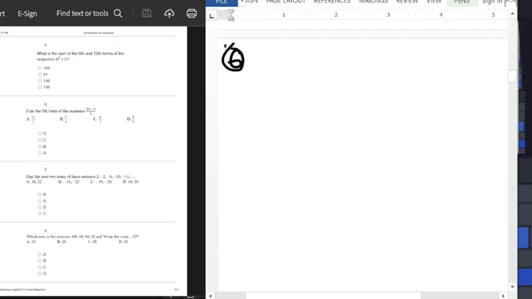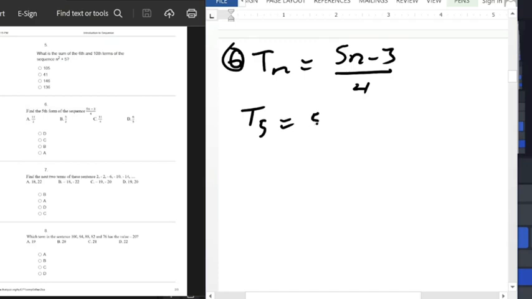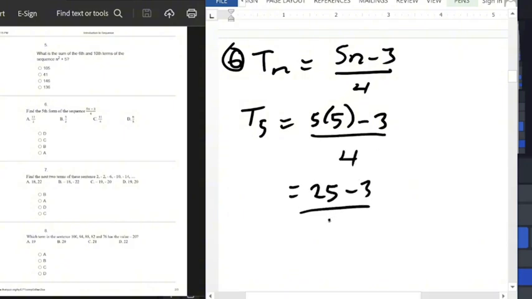Question number 6 says, find the 5th term of the sequence. The nth term is Tn equals (5n minus 3) all over 4. Since we are looking for the 5th term, T5 equals (5 into 5 minus 3) all over 4, which is 25 minus 3 all over 4. That is 22 over 4, which is 11 over 2. That's option A.